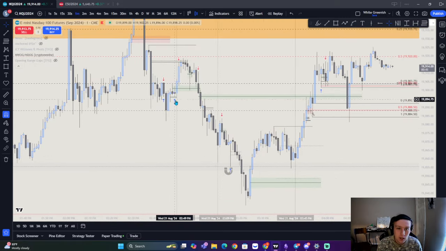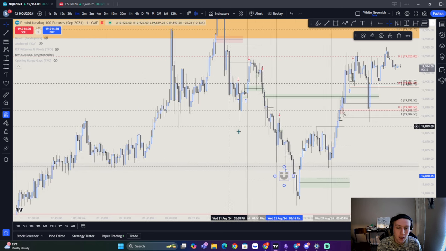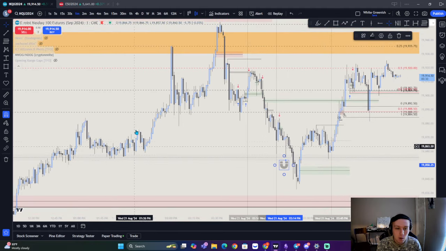I ended up taking a long here up into a volume imbalance right here, and I ended up shorting here into this new day opening gap right there. Then I added another contract there, and the two came off. My reasoning behind that was the fact that we had the 1:30 opening price.